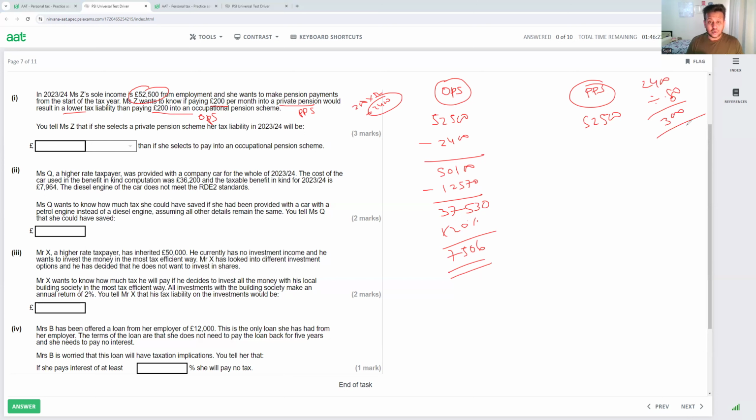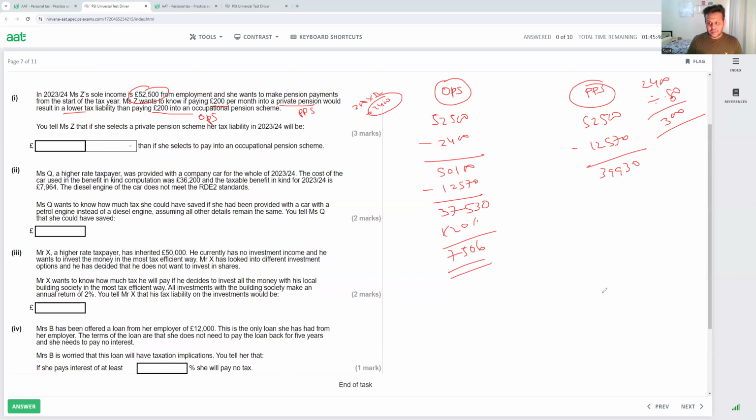This one, my basic band will be extended. So we need to minus the personal allowance, 12,570. 52,500 minus 12,570 gives me 39,930. And I need to extend the basic band plus 3,000. I'm not going to extend it here because I need to do it separately. So let's quickly go back.